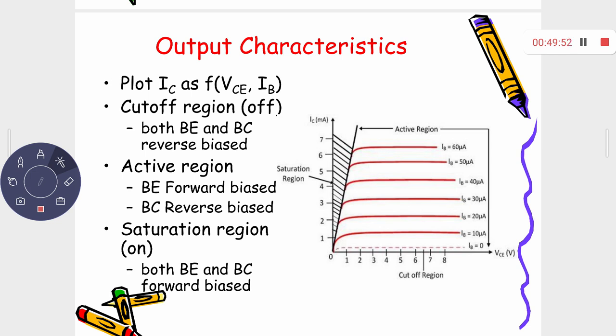depends upon in which circuit you are placing this device. What is the VBB value? What is the bias voltage? What is the RB value? What is the VBE on? Based on this, you have to find out the corresponding IB.